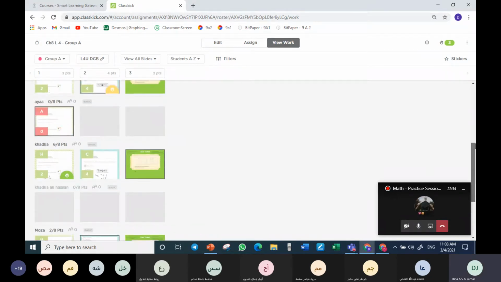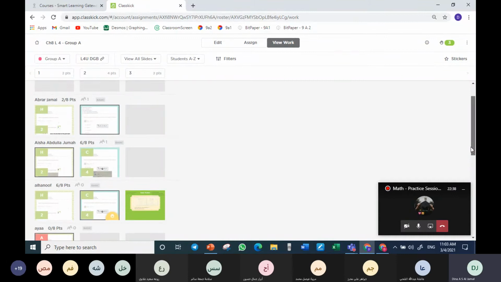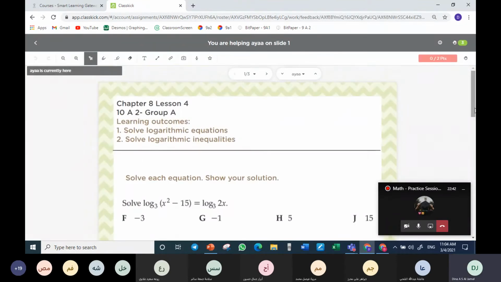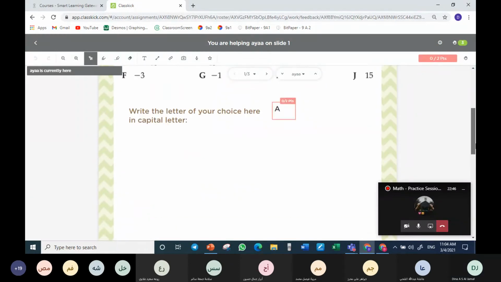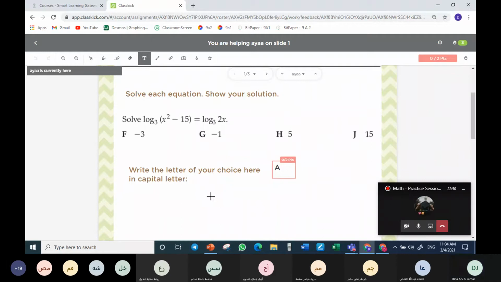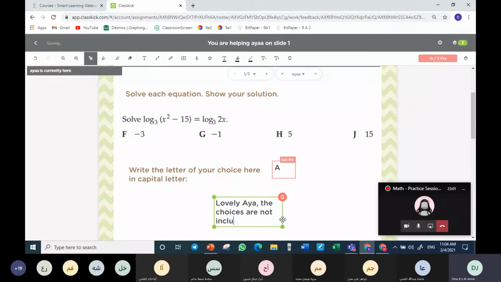Great, so I can see most of the groups are done. Miss, I am uploading the photo for solving the question. Lovely, but pay attention. You are having F, G, H, and J. You don't have A. I will change it, but I am trying to put the photo, but it's not working. That's fine. Change it first, then put the photo.